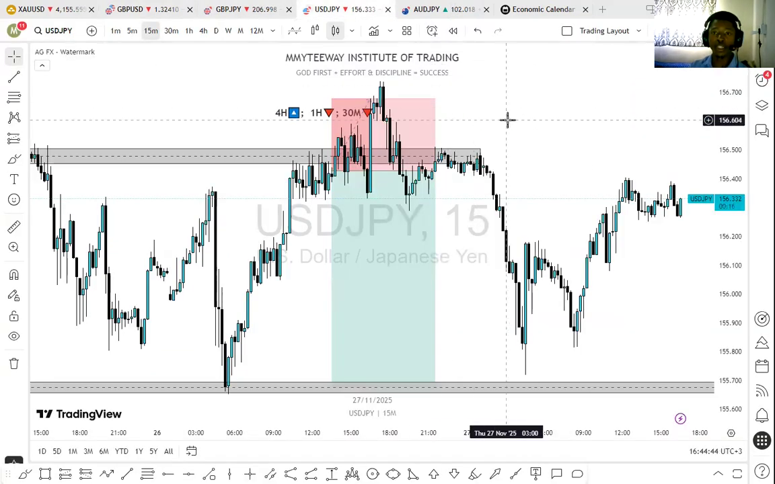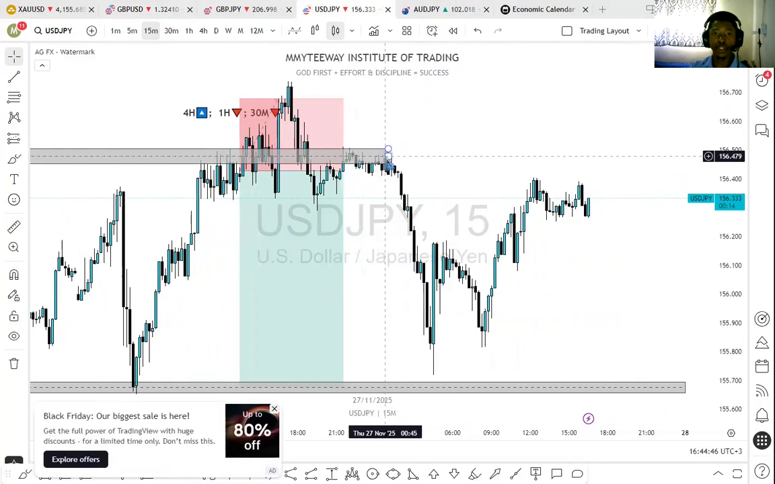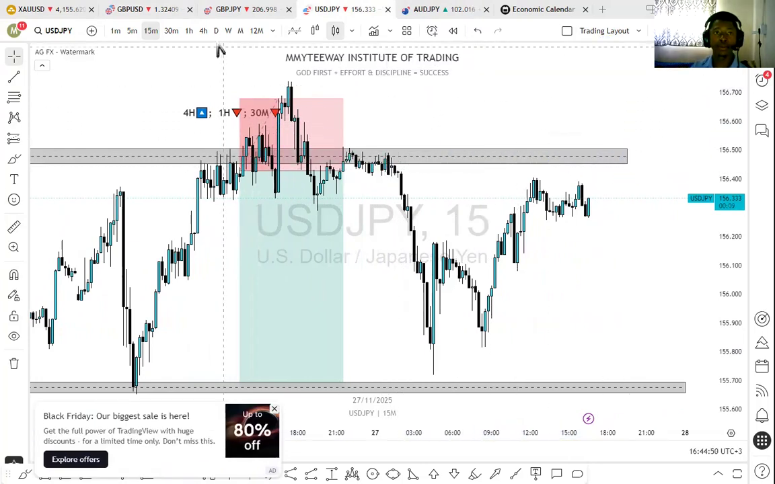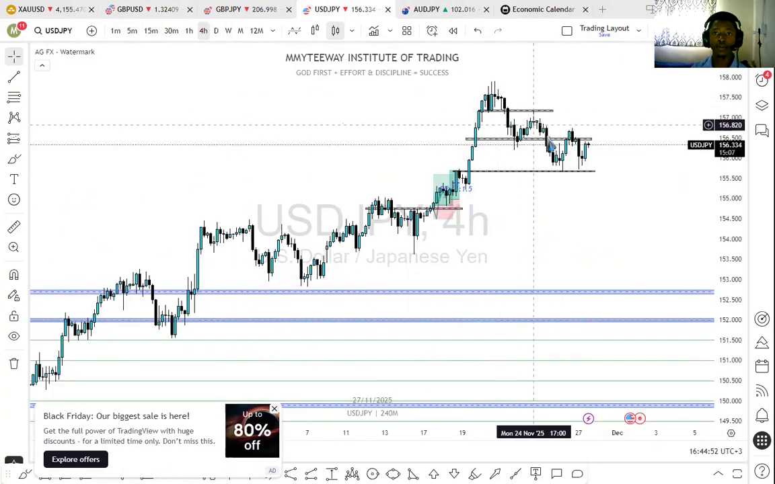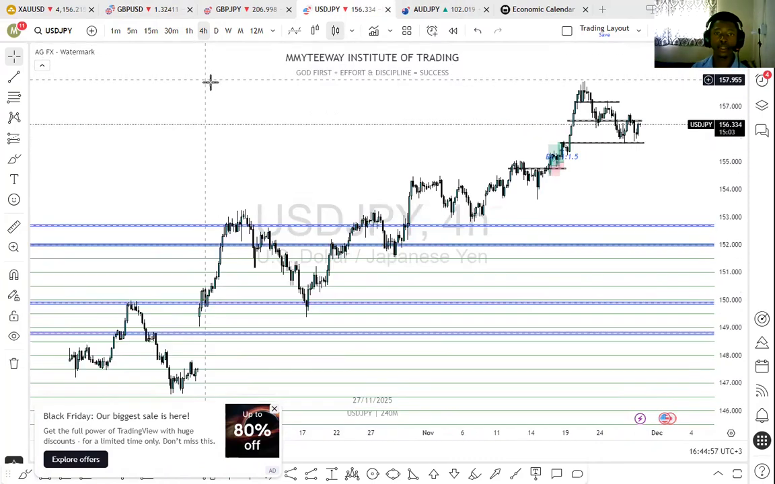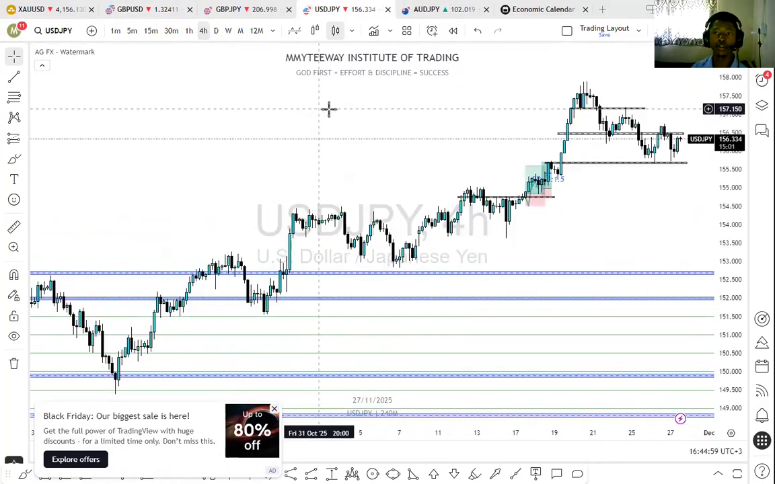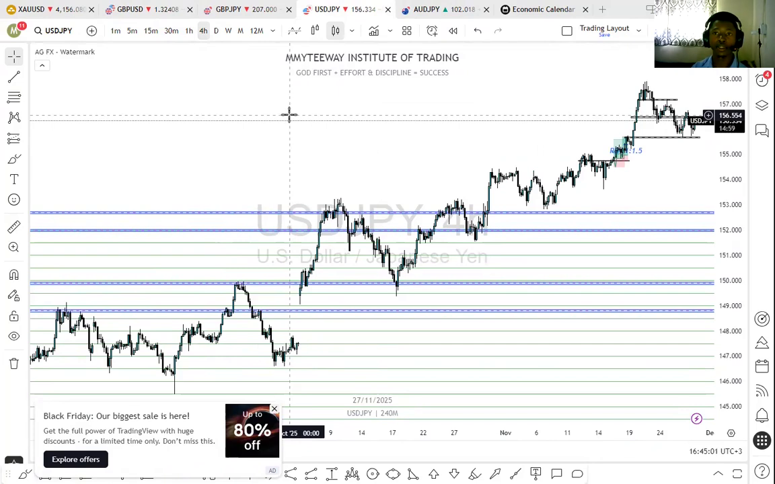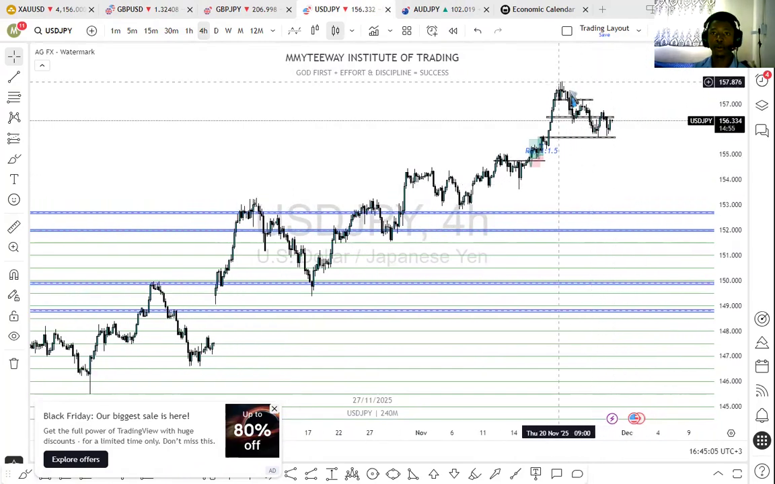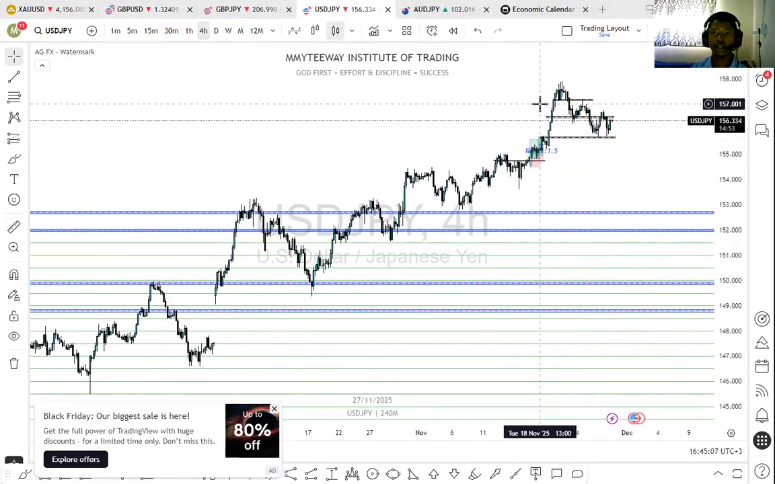We move on to our next pair, which is USD JPY. So going back to top-down analysis, 4 hour, right? This is a very steep uptrend. There's now consolidation right here, forming almost a triangle or a bearish channel.